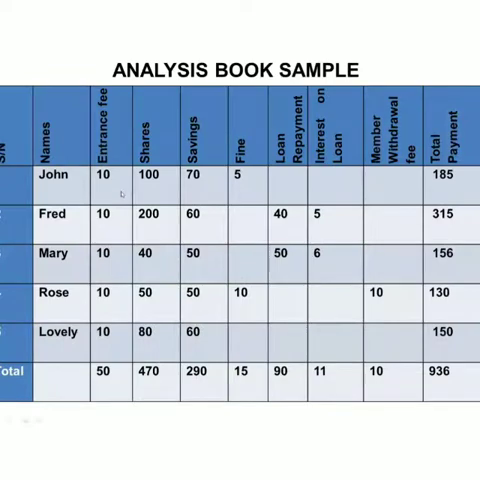Analysis book sample. You have Mr. John, who pays 10 as entrance, 100 as shares, 70 as savings, 5 as fine, and the total payment is 185. Then you have the column 50, 470, 290. All this money will be transferred to cash book.